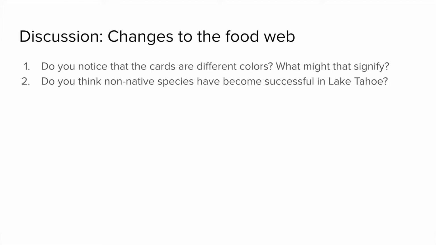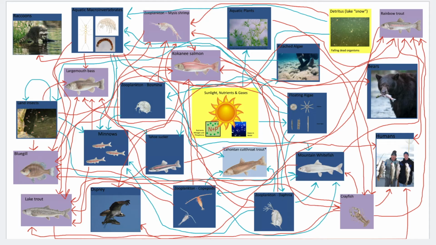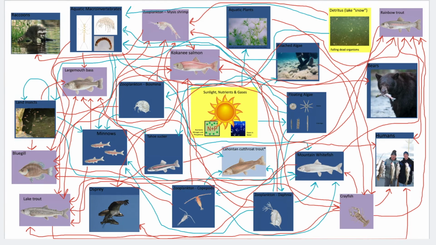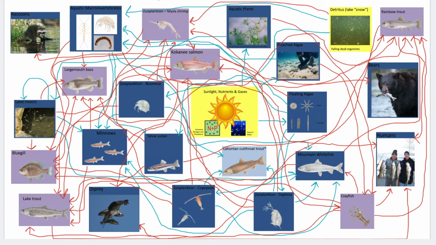So the questions I have here are, do you notice that the cards are different colors? What might that signify? You can pause the video and look at our completed food web. So I did notice that some of the cards were different colors. We have these purple cards, we have blue cards, and we have yellow cards. We also have this special light blue card. And I hope you came up with some good hypotheses about what these colors might indicate.